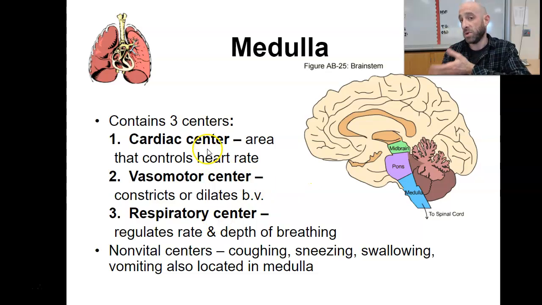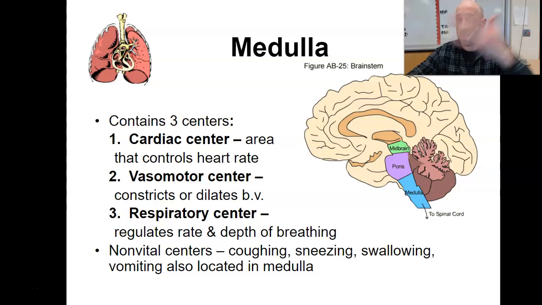The cardiac center is what's going to control your heart rate. The vasomotor, vaso means blood vessels and motor means movement. So these are going to cause the constriction and dilation. When your blood vessels dilate and constrict, that's going to be caused by this center of the medulla. And then finally, your respiratory center is going to be your breathing. So it controls your breathing rate.